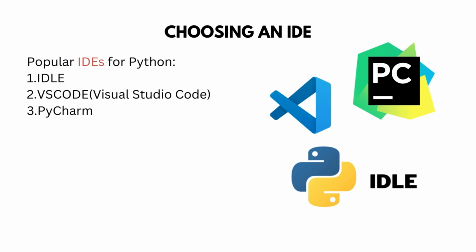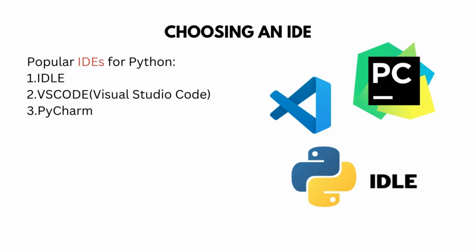Visual Studio Code, or VS Code, is one of the most popular code editors in the world. It is free, highly customizable, and has a ton of extensions for Python that help with debugging, code formatting, and much more. PyCharm is a professional IDE that comes in two versions, a free community version and a paid professional version. It is designed specifically for Python and has great features like code refactoring, debugging, and testing tools. If you are just getting started, I recommend starting with either IDLE or VS Code. PyCharm is fantastic but might be a little overwhelming for complete beginners.